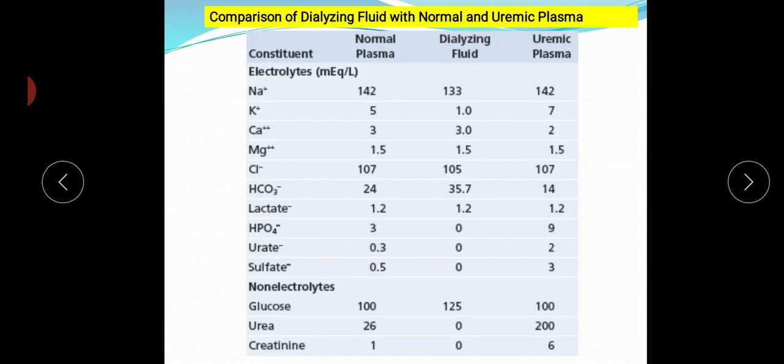This is a brief comparison of the normal plasma in a healthy person, the composition of the dialysing fluid, and the concentration of various substances in a person who has chronic or acute renal failure with uremia.